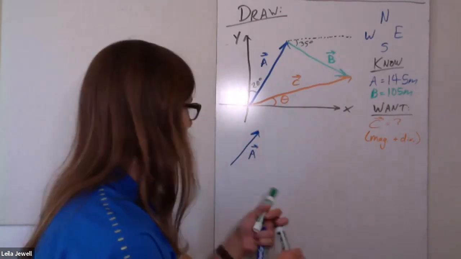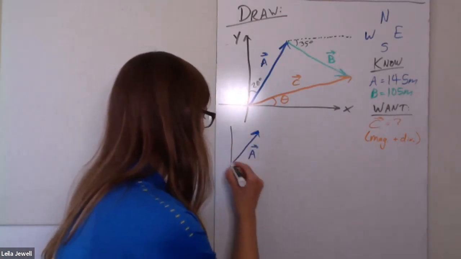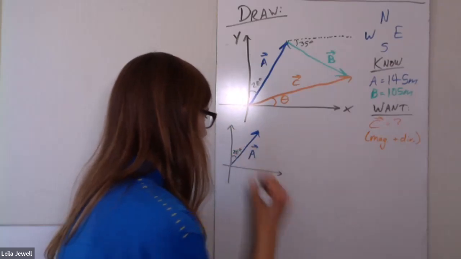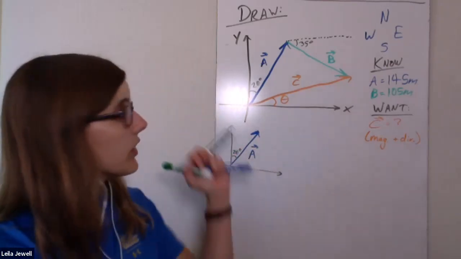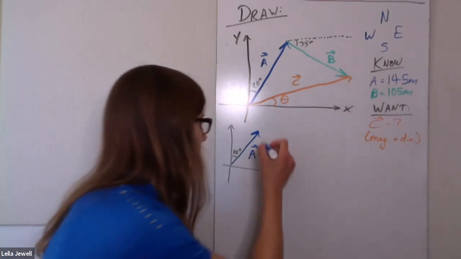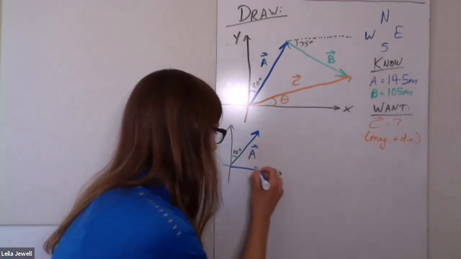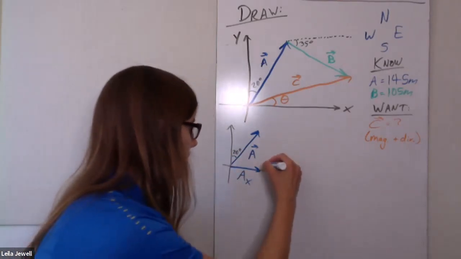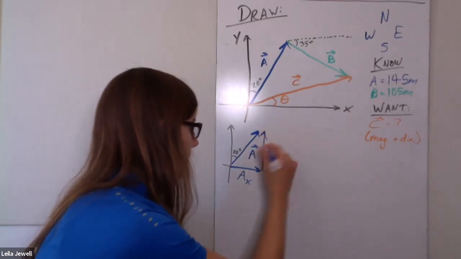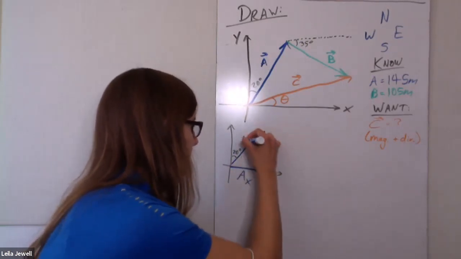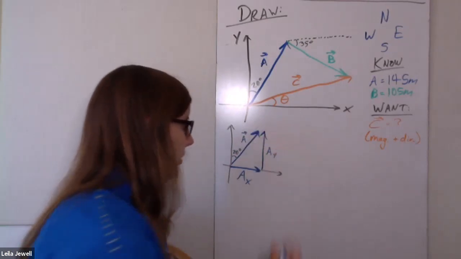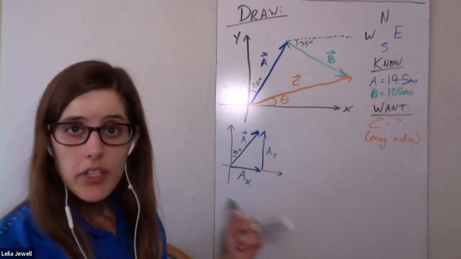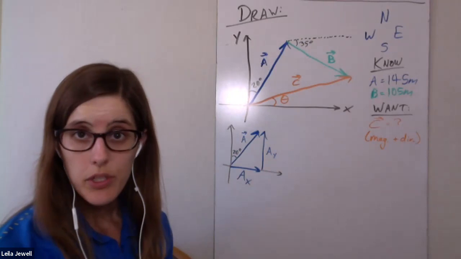So I have my vector A, and this is 20 degrees. And if I think of X and Y components of this, I could draw in A sub X, that's purely in the horizontal direction. I could also draw in A sub Y, that's purely in the vertical direction. The reason I'm doing this is that way it looks more similar to ways we've done it before.